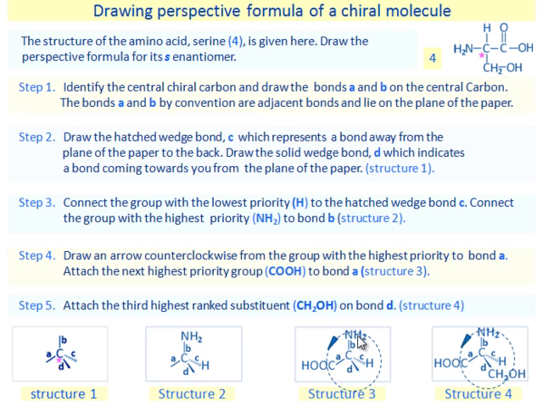Draw an arrow counterclockwise from the group with the highest priority to bond A. Attach the next highest priority group, carboxyl, to bond A. Attach the third highest ranked substituent, CH2OH, on bond D.